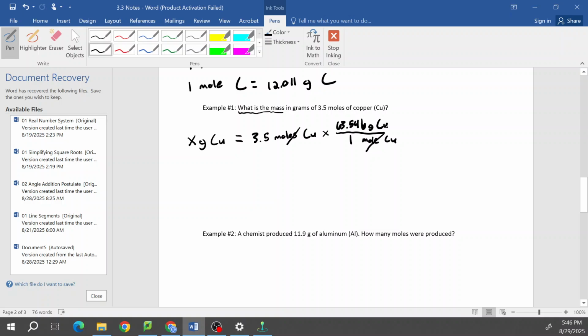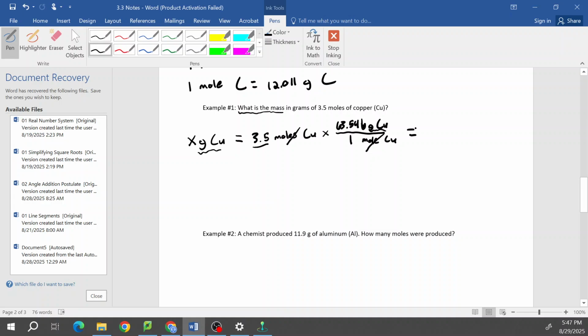Once I've done that, I notice moles on the top and on the bottom cancel, and I'm left with grams copper at the top. I was looking for grams. I now have grams, so I'm done. All I have to do is plug this into my calculator. 3.5 times the number on top, which is 63.546. I don't have my calculator here, but if you just multiply those two numbers together, you should get your result somewhere here.